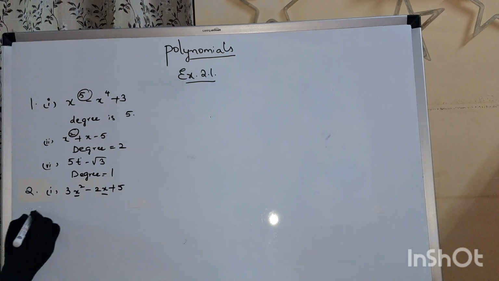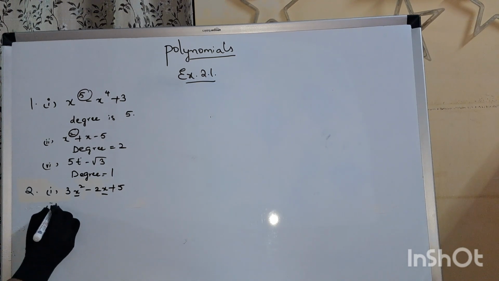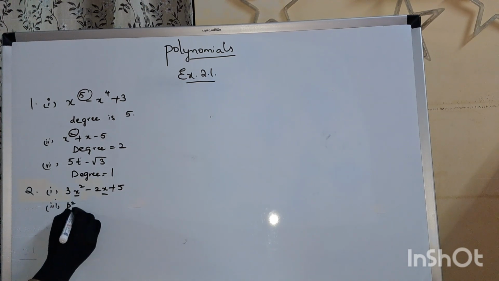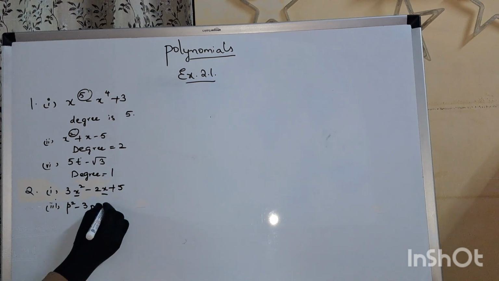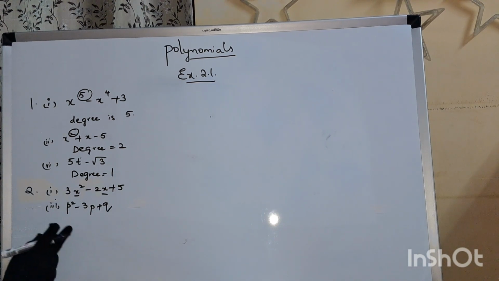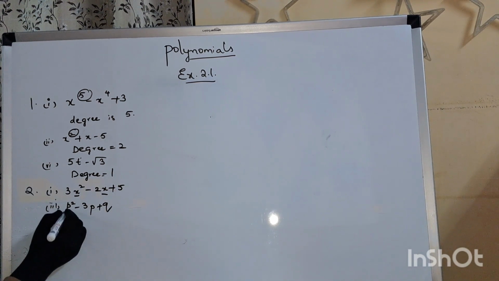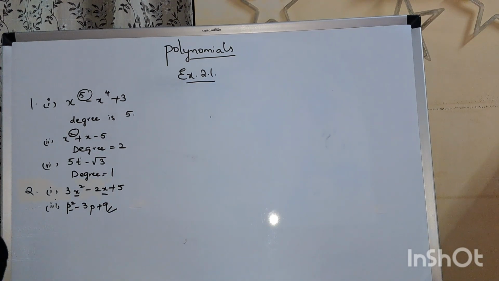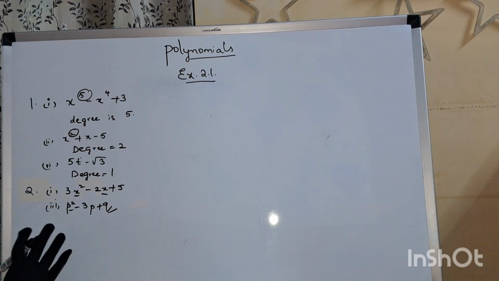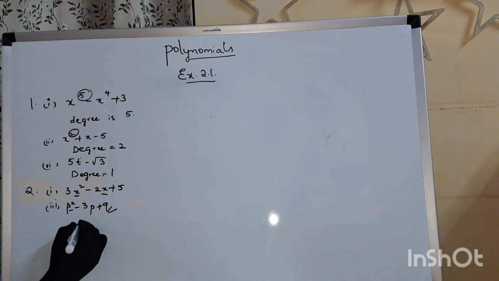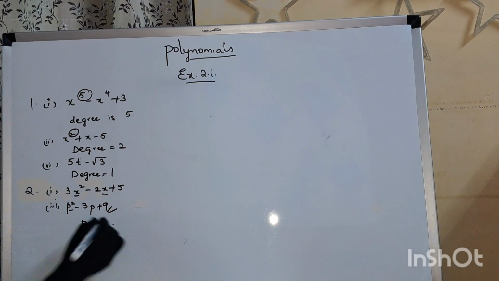Okay, let us take another example. Question number third, that is p square minus 3p plus q. In this we are able to see that it is not of one variable, because we are having p and we are having q. So this expression is not a polynomial in one variable. It involves two variables, that is p and q, right?